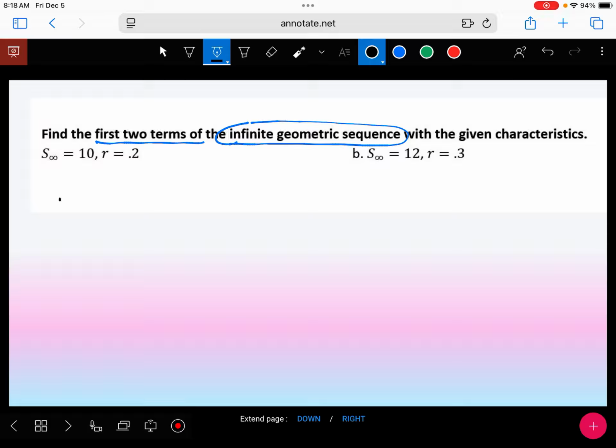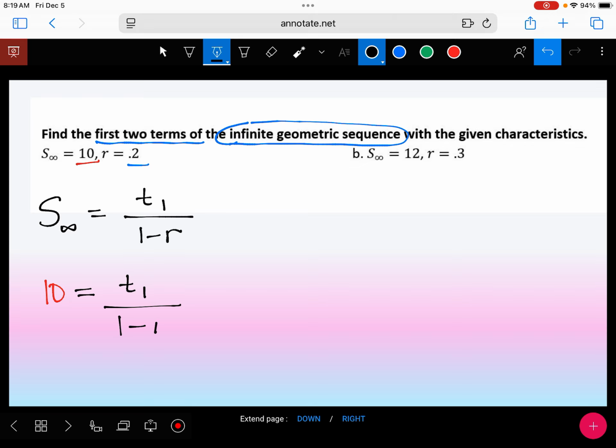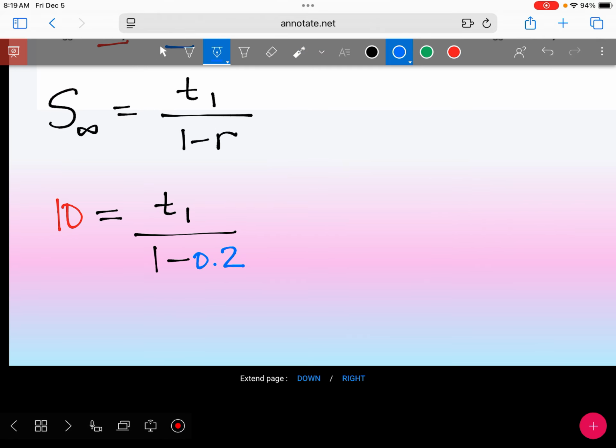So we know that the sum of an infinite series is equal to T1 over 1 minus R. So I know my sum is 10. I don't know T1, but I know that my R value is 0.2. So we just simply need to solve this for T1. So the first thing I would do is simplify my denominator. Let's figure out what 1 minus 0.2 is. $1 minus 20 cents.